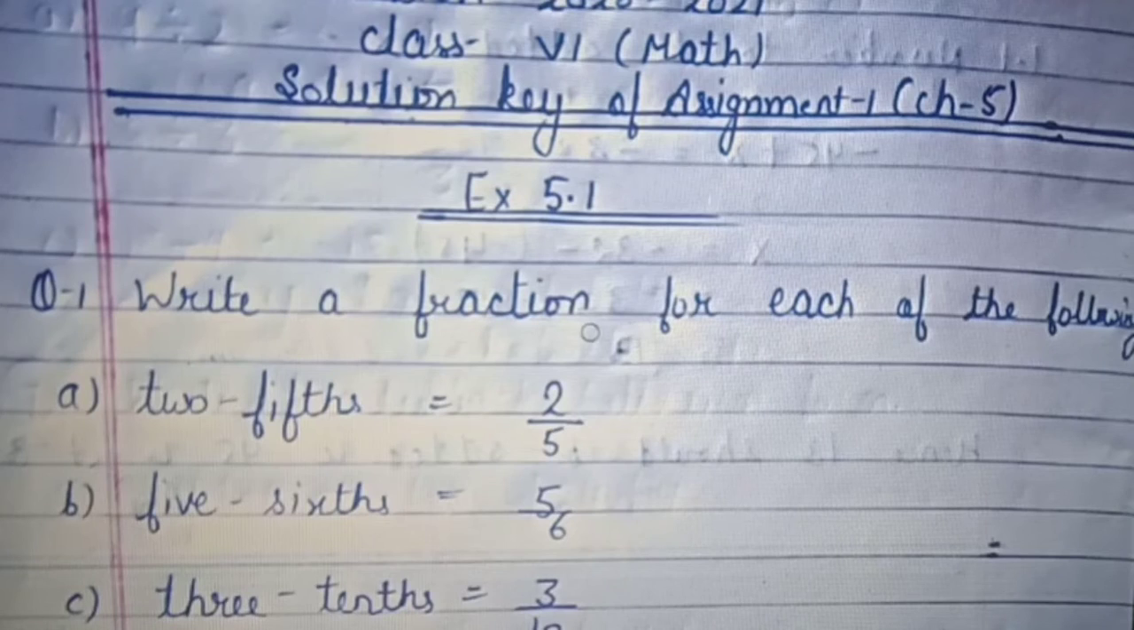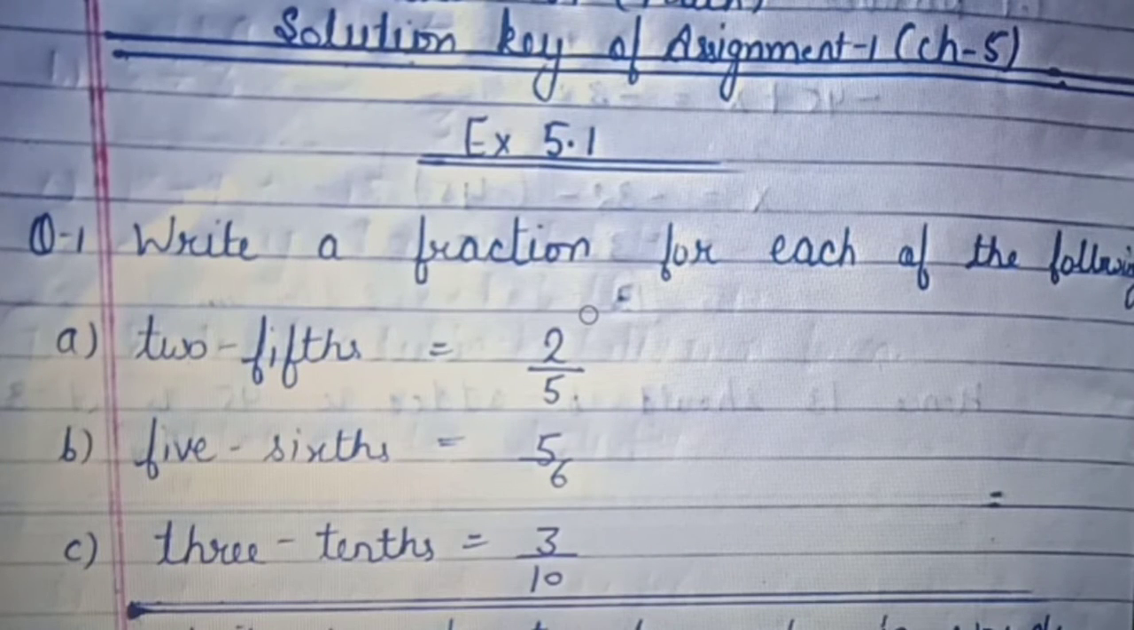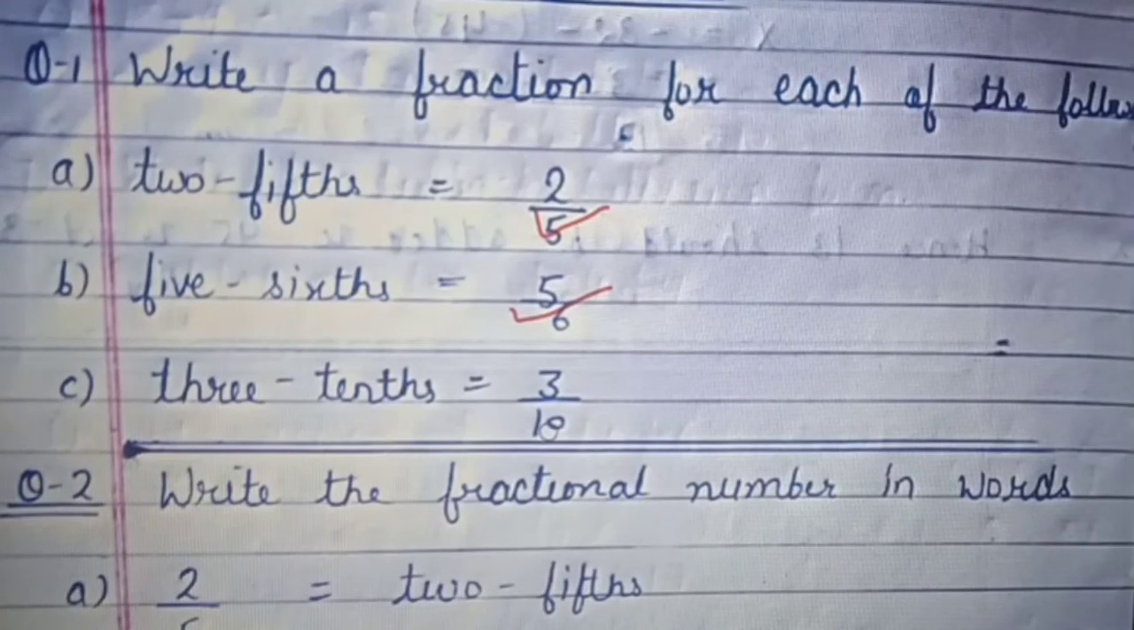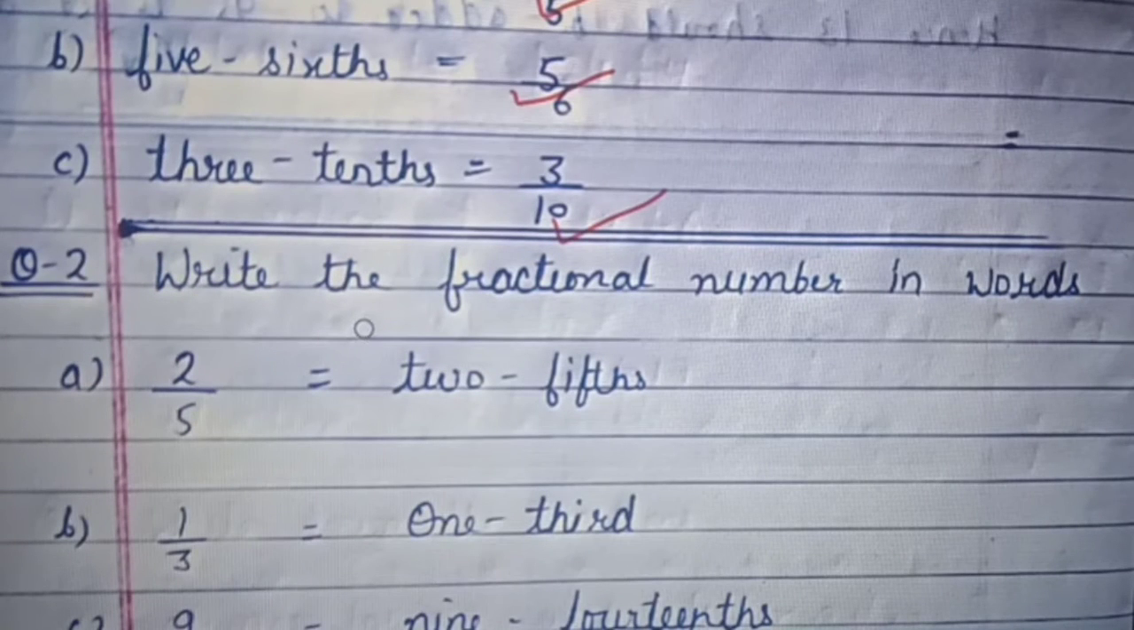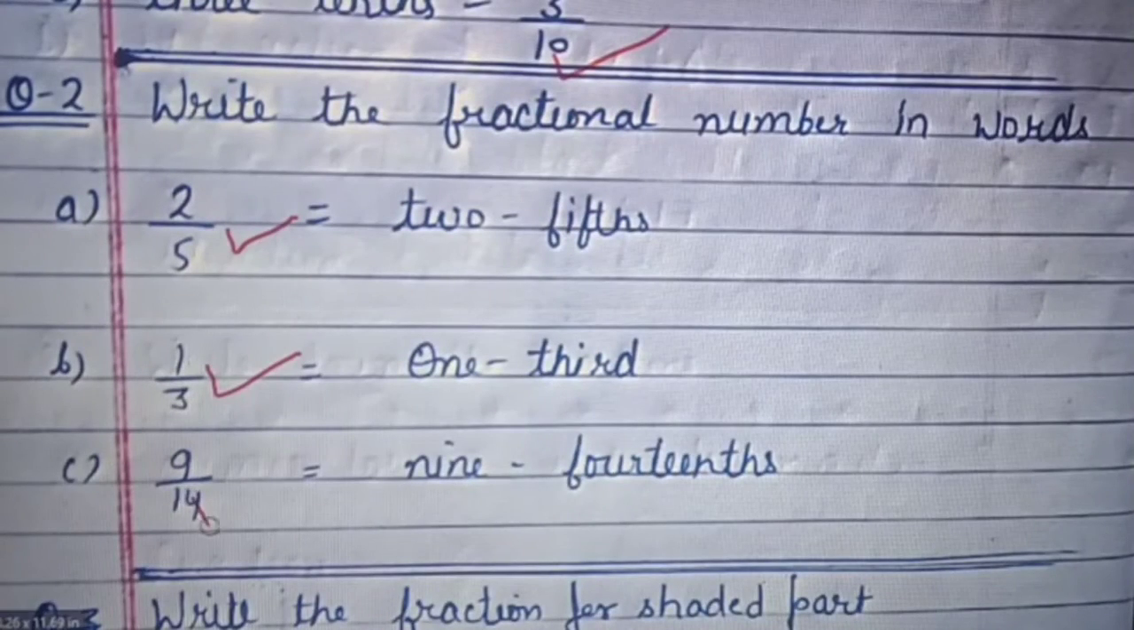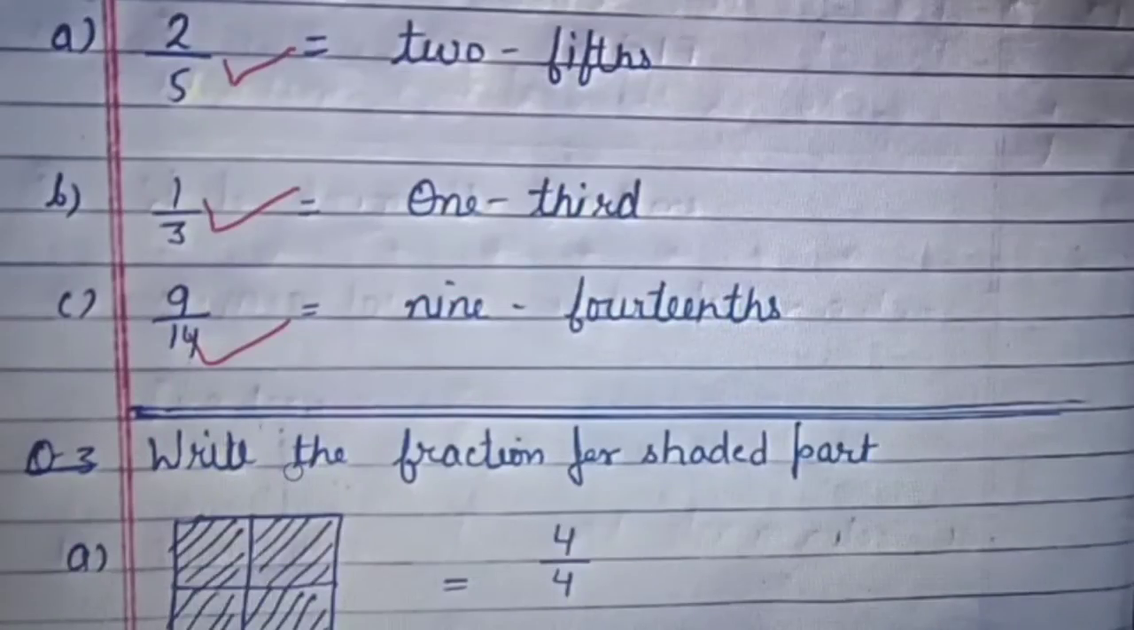So let us start. First question of exercise 5.1 states that write a fraction for each of the following. 2/5 means 2 upon 5. 5/6 means 5 upon 6. 3/10 means 3 upon 10. Now the question is in a reverse manner, means write the fractional number in words. So this is 2/5, this is 1/3 and this is 9/14.